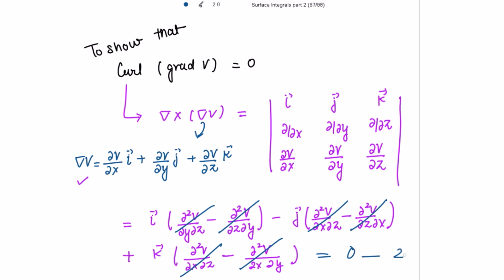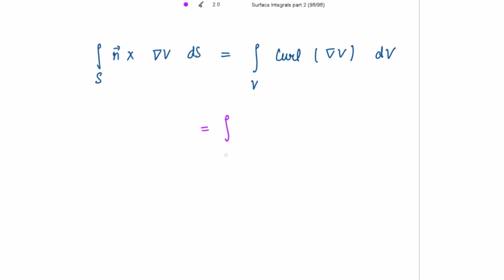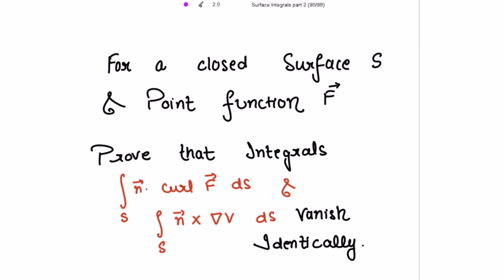Please mark this as 2 and substitute this 2 in 1. So this is equal to the volume integral of 0, using 2. So this is equal to 0. So we have shown that this given surface integral vanishes, right? So by the use of Gauss's divergence theorem, we have shown that these two surface integrals vanish identically. Alright, thank you.